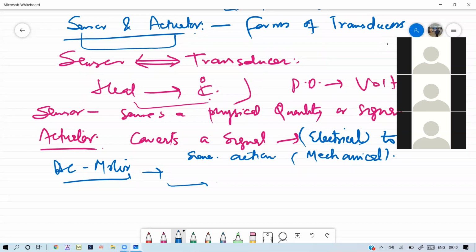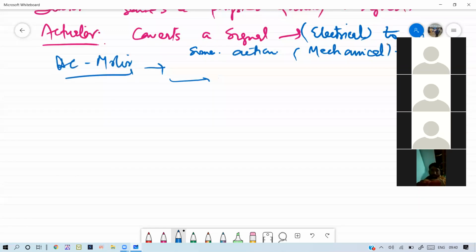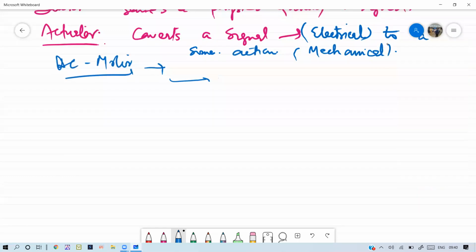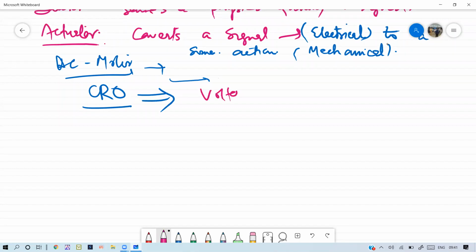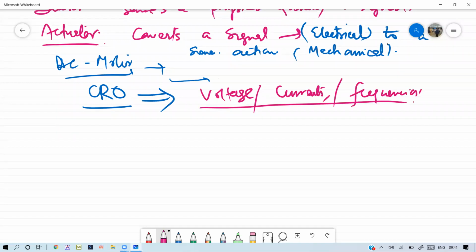For example, you have in the experimental lab a CRO, cathode ray oscilloscope. You measure different quantities on the CRO: voltage, currents, frequencies. A lot of quantities you can measure on a CRO. So there are transducers combined into that system, into the CRO. In general, a transducer converts one form of energy into another. Sensors and actuators are actually the forms of a transducer.